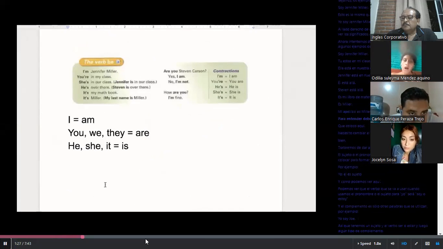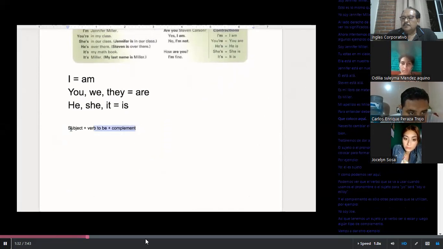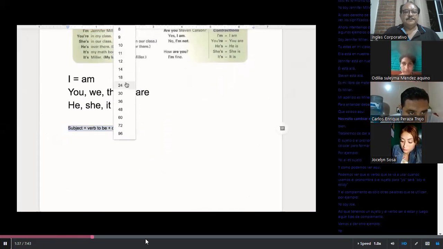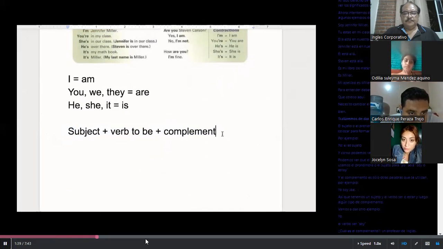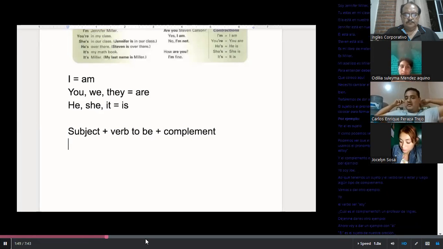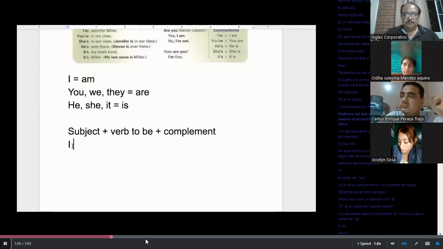In order to understand this, you need to follow this particular rule that I'm going to display here on this document. Let me just change the size. One second. All right. And we're going to try to make sense of it, right? The subject or pronoun is the first thing that we're going to have in order to form sentences. So, for example, I is the subject. And as we saw here, the verb to be to use whenever we use the pronoun or the subject I will be am. I am.